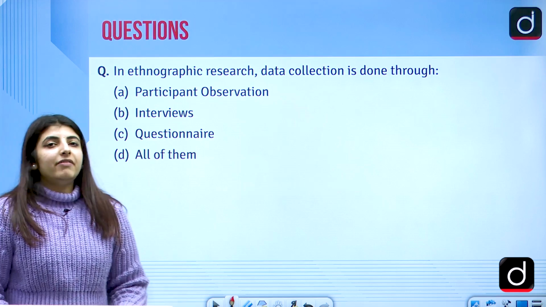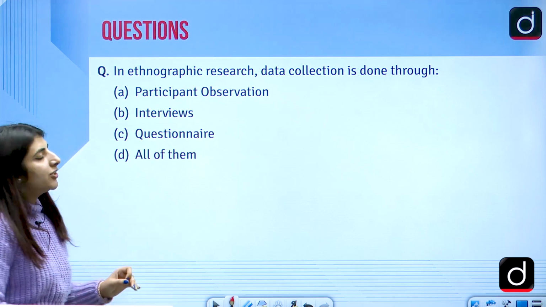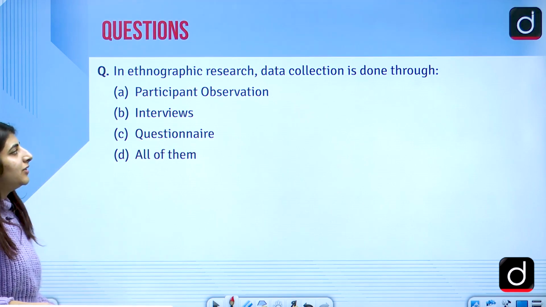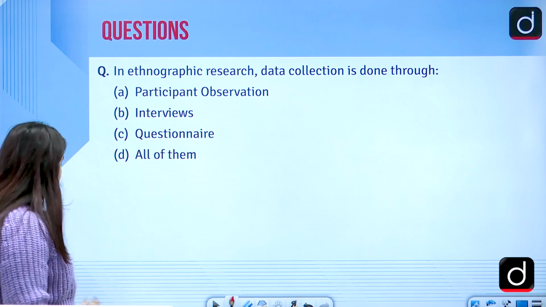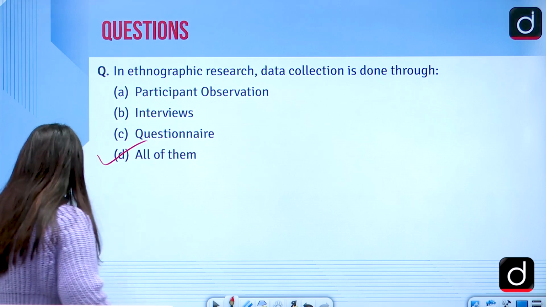The next question that we have is the ethnographic research. In the ethnographic research, data collection is done through. So pause your screens and answer the question. The answer is option D, using all of them.